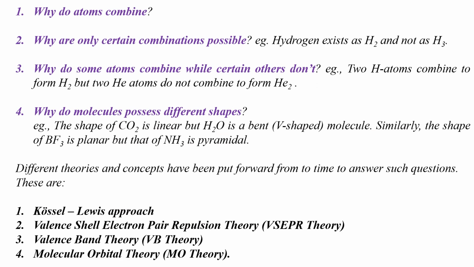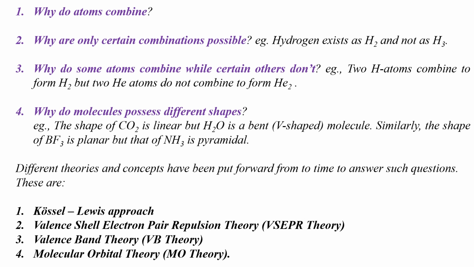A number of questions may now arise in many of you. The first question that would probably pop into many of your minds would be, why atoms combine? What is the necessity? Why should atoms combine? Isn't it? Why are only certain combinations of atoms possible? For example, if we take hydrogen, we know that it exists as dihydrogen. In nature, we can find hydrogen existing as dihydrogen and not as trihydrogen. Why do some atoms combine while certain others do not? We know two hydrogen atoms combine to form dihydrogen. But we don't find two helium atoms combining to form He2 molecule.